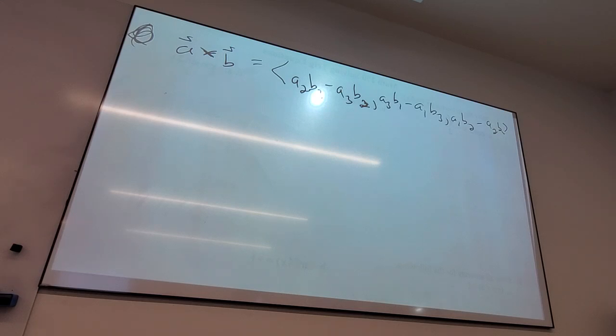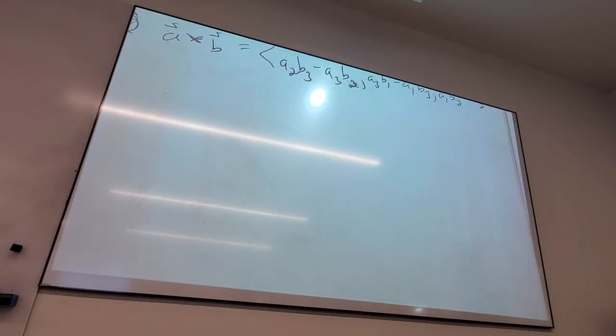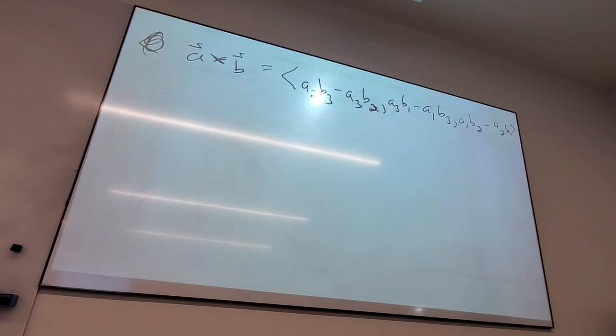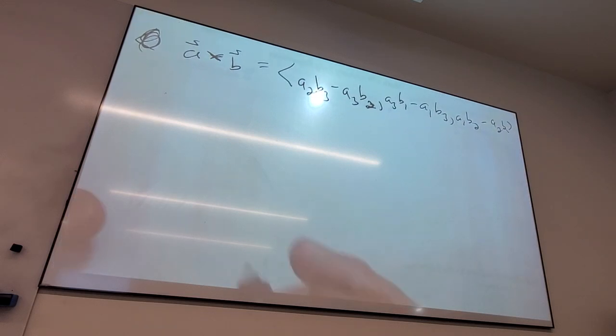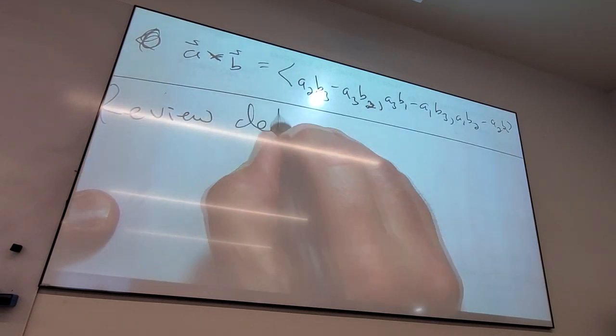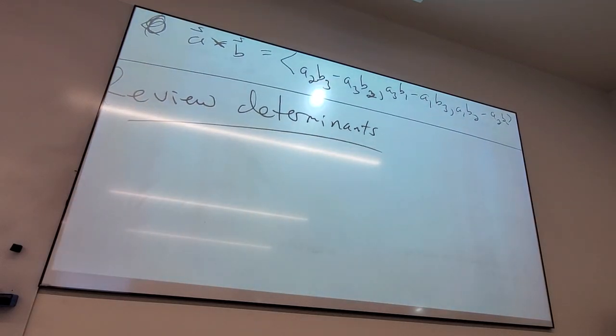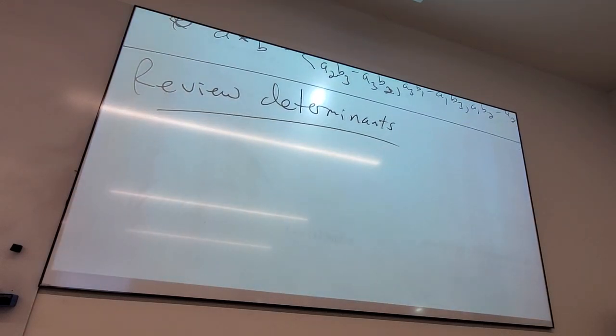But let me give you another way to look at this. And I need to review something that some of you guys might never have done, which is going to come up again later. And if you're in my 284, it's going to come up in a big way. So let's review something called determinants. Has anyone ever heard of the determinant of a matrix? Yes? Okay. One person. Okay. So here we go.